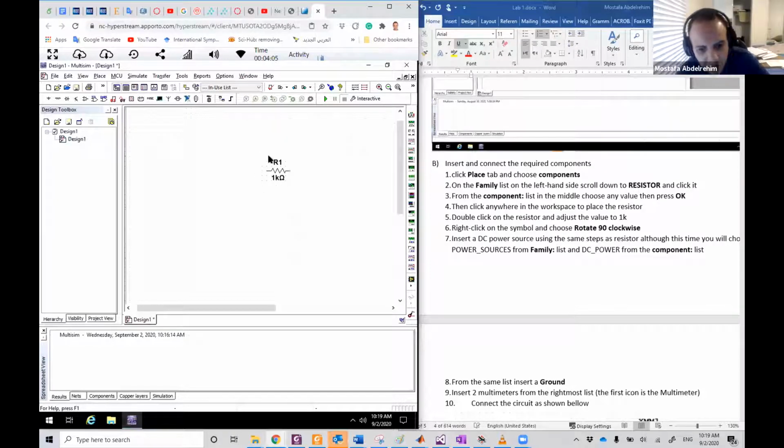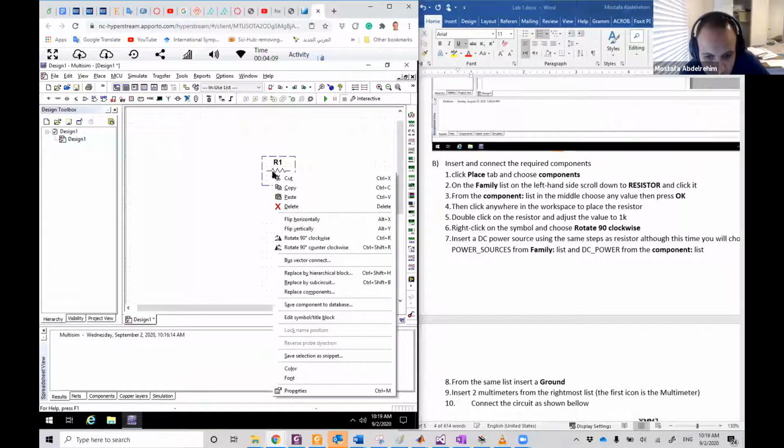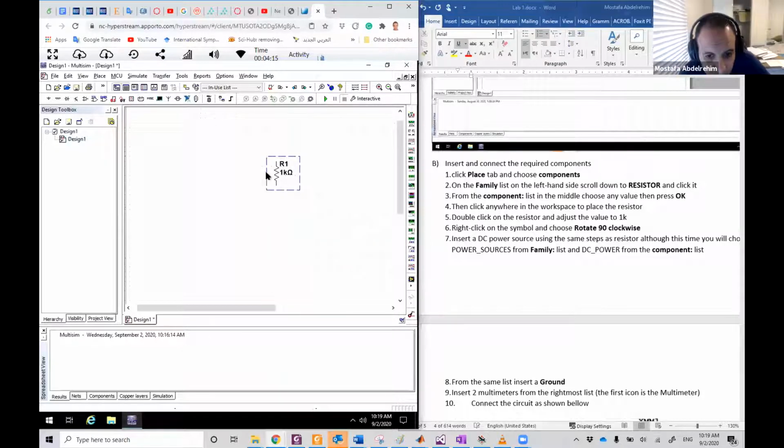It looks ugly in horizontal, so we can also change the orientation. Just right-click on it and rotate 90 degrees, something like this. Good. So we have our resistor now.